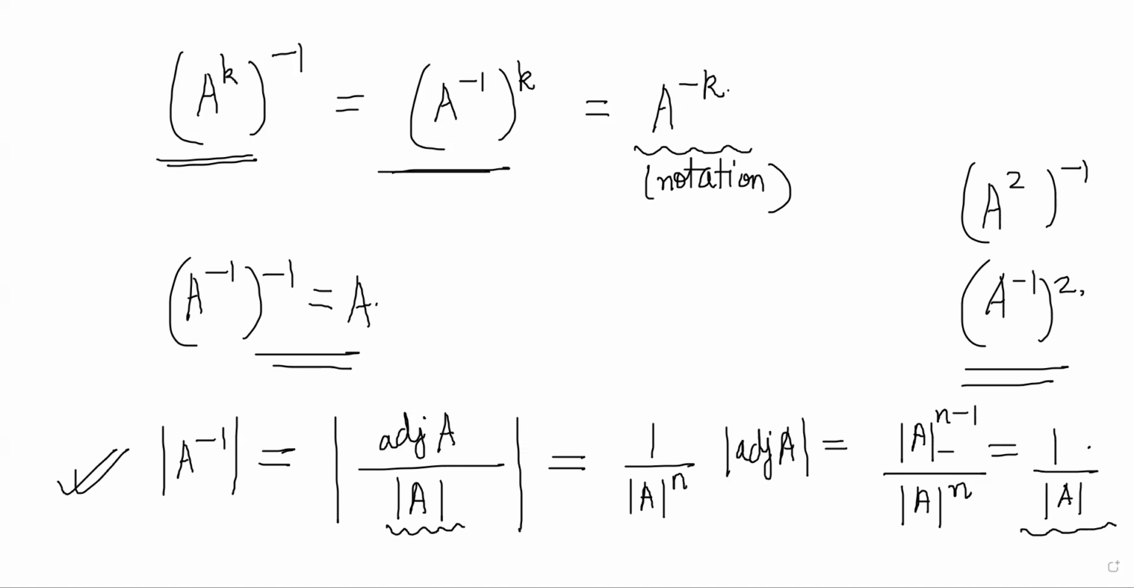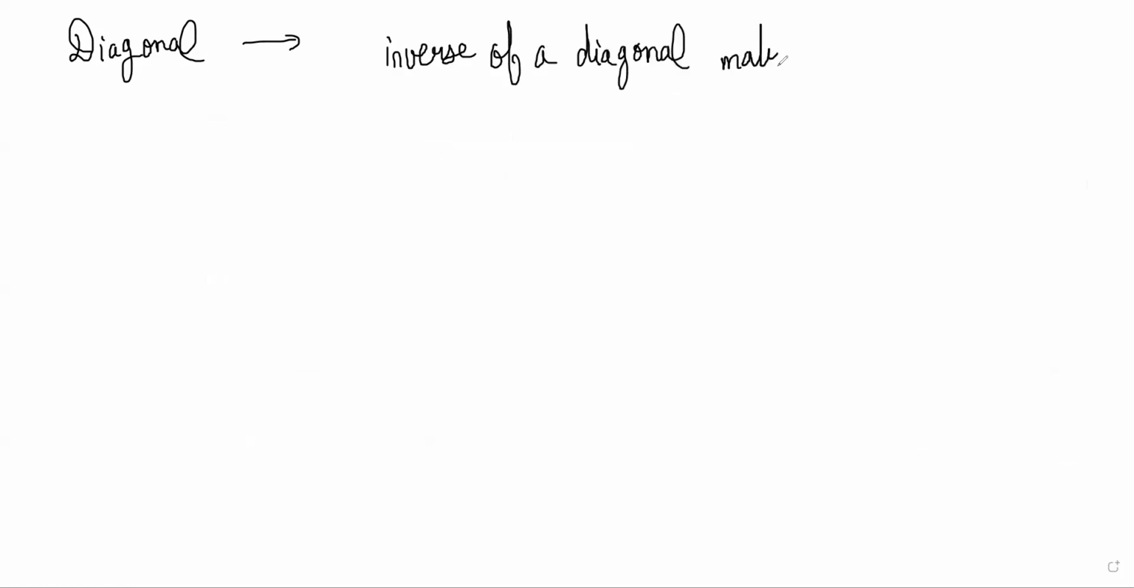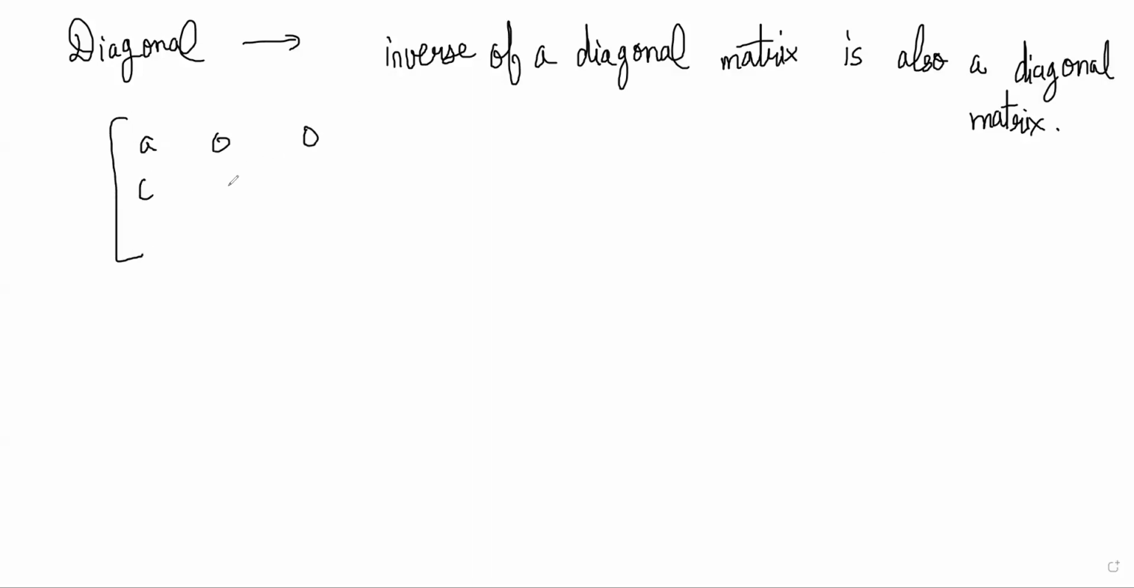Then the next thing is a special case for a diagonal matrix. The inverse of a diagonal matrix is also a diagonal matrix. The reason we are taking special cases for diagonal matrices is because in many problems they'll give you a diagonal matrix, like the identity matrix, but with other numbers, not one. So you need to be aware of what happens in cases of diagonal matrices.